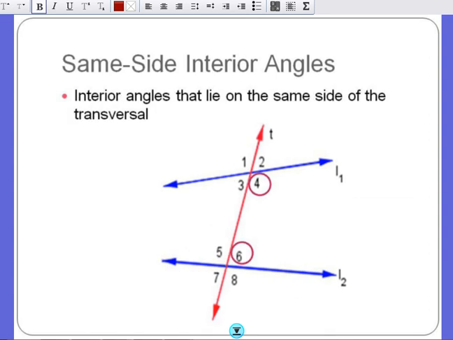Next, we have same side interior angles. So again, when we mean interior, we want to see between the two lines in the plane, and we're looking at the inside of those lines. So we would say 4 and 6 would be same side interior angles, and then another example would be 5 and 3 would be same side interior angles.